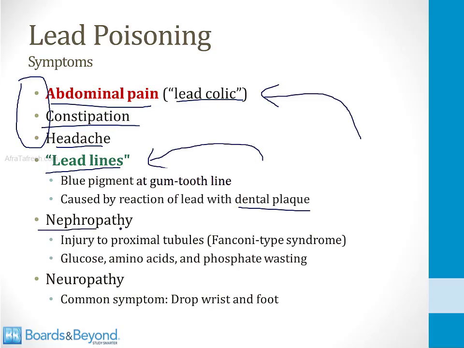Other symptoms include nephropathy. Patients with lead poisoning can have damage to the proximal tubules. This can produce a Fanconi-type syndrome where glucose and amino acids and phosphate are all wasted and found in the urine. Patients with lead poisoning can also develop neuropathy. A classic finding is drop of the foot or the wrist. Patients who have foot drop or wrist drop and also belly pain and lead lines, all this should paint a picture of lead poisoning for you that you should become familiar with before you take your board exams.